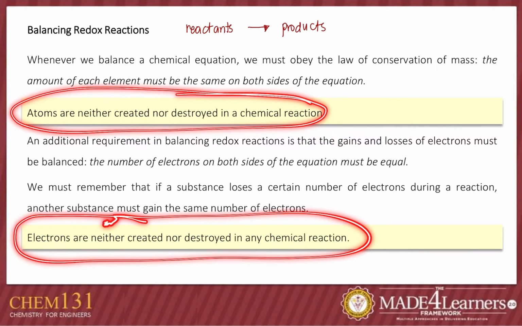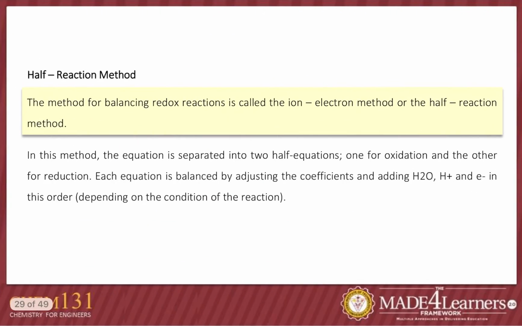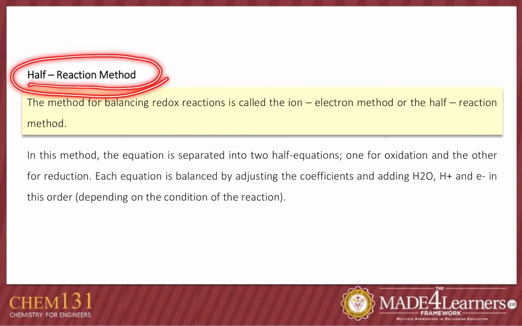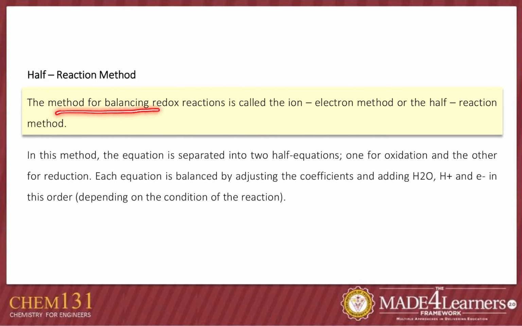Now, how do we balance redox reactions? The method used in balancing redox reactions is called the half reaction method. Another name for this is the ion electron method. Again, the method for balancing redox reactions is called the ion electron method or the half reaction method. It's called the half reaction method because, in this method, the equation is separated into two half equations.